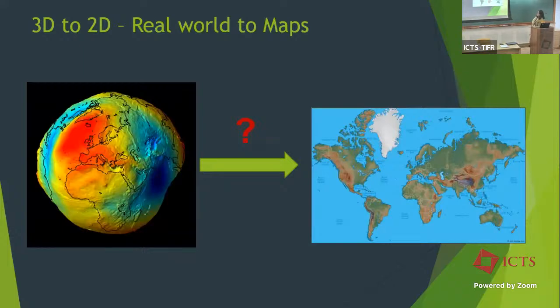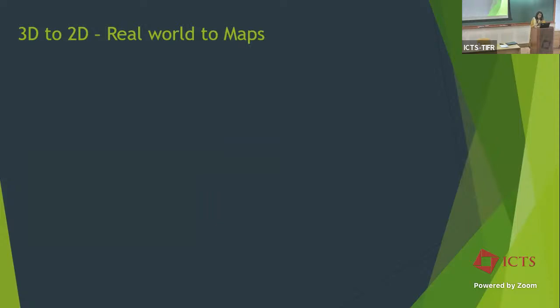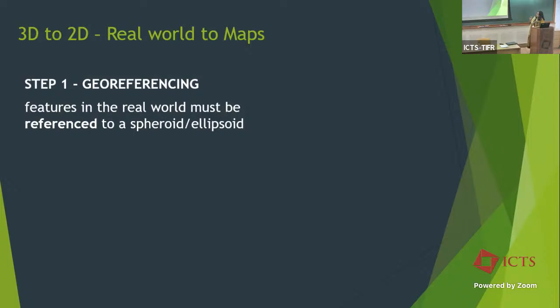So here we have this problem where we have a very irregular geoid, and we try to now bring that, because everything we do is in two-dimensional space, right? So how does this process happen? Okay, how do we go from that to 2D maps? So the first step that we have to undertake is something called georeferencing. And this involves a process by which real-world features must be referenced to a regular shape that can be mathematically described, okay? So that would be a spheroid or an ellipsoid, not a circle, okay?